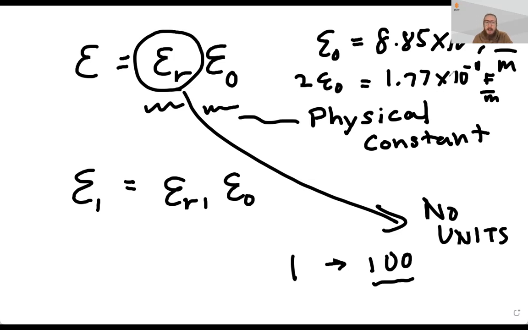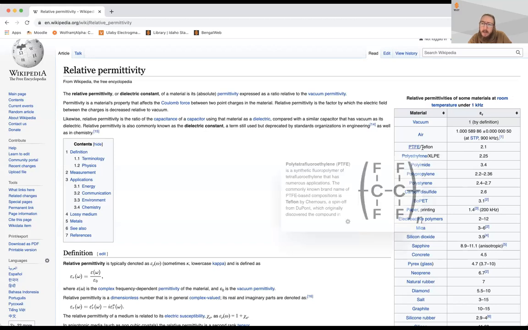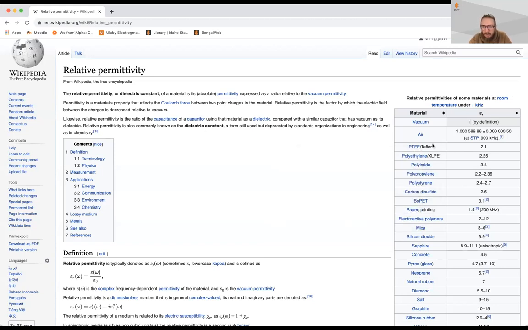Because of that, we introduced this notation where we compare them all using this physical constant and then the relative dielectric, which is unitless. Then you can more easily compare things like you see on this table. It's a lot easier to look at this and see, oh yeah, PTFE, this type of plastic, has a dielectric constant twice that of air.